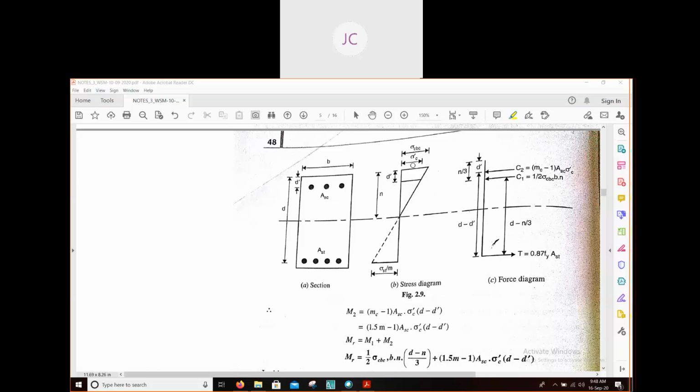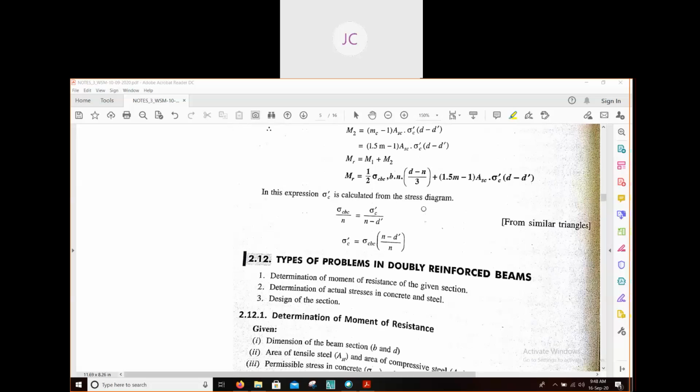So our equation will be sigma CBC divided by sigma C dash equal to n divided by n minus d dash. From that equation we can find out the value of sigma C dash. You can see here, the actual equation was sigma CBC divided by sigma C dash equal to n divided by n minus d dash. From this equation we can find out the value of sigma C dash. Here it is written: from similar triangles.